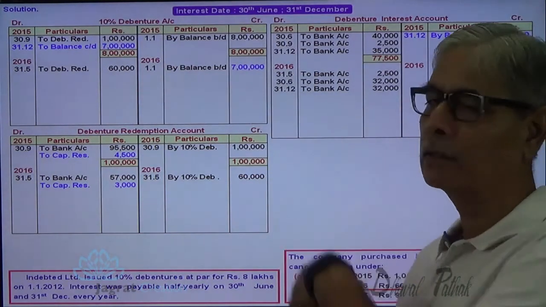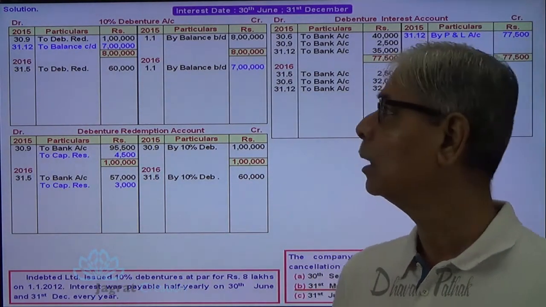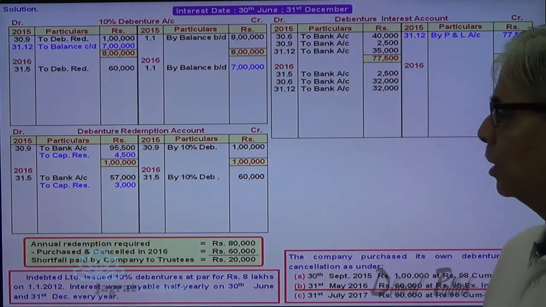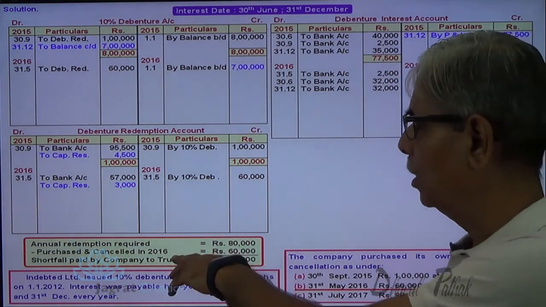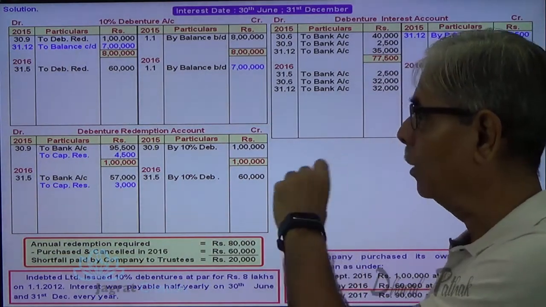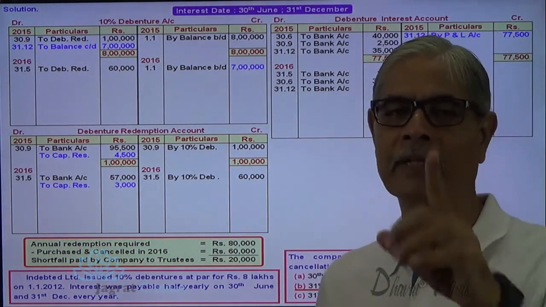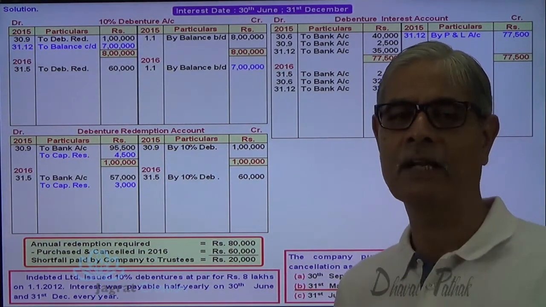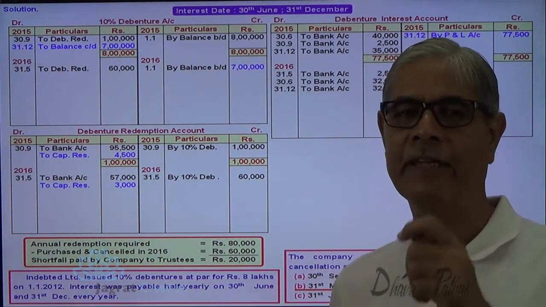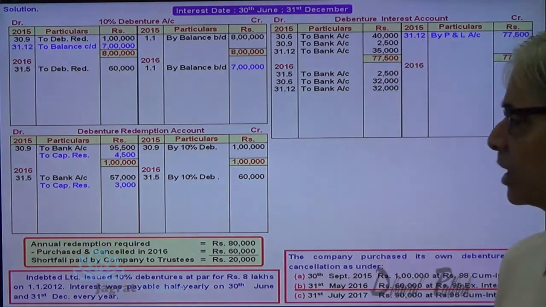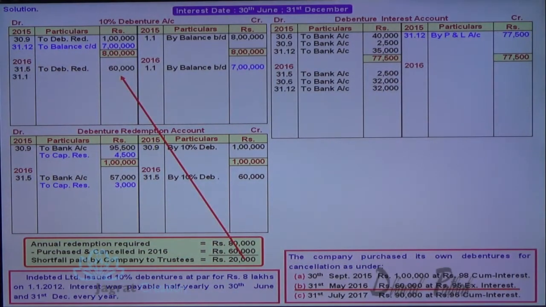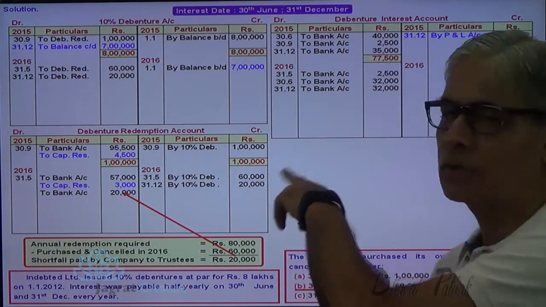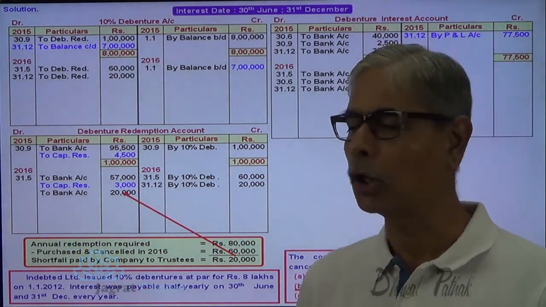Now the year is over, interest is paid. Every year minimum 80,000 is to be redeemed. Here the cancellation has occurred only for 60,000. So 20,000 is to be paid by giving cash to the debenture holders' trustee. So for that, debenture account debit to debenture redemption account, debenture redemption account debit to bank account. This is how the 80,000 minimum redemption is being complied with.